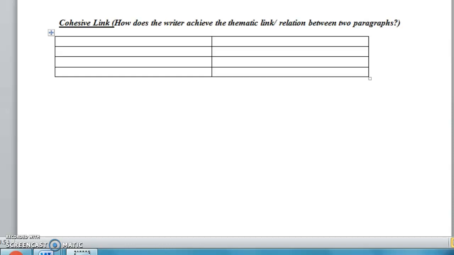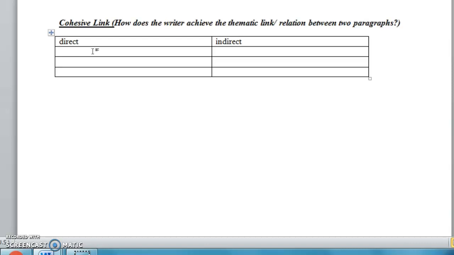Or the question can be, how does the writer achieve the thematic link or relation between two paragraphs? How does the writer relate between two paragraphs? He can do that in one of these two ways, either using the direct link or the indirect link. We'll talk about the direct link first. We'll see an example, then we'll move to the other one.